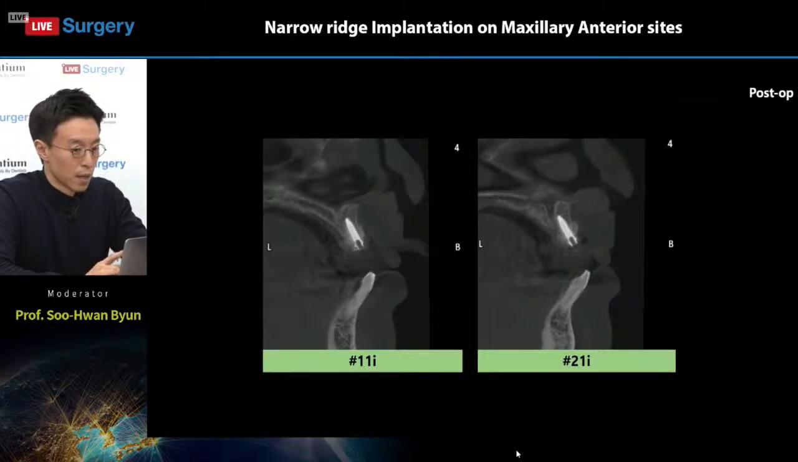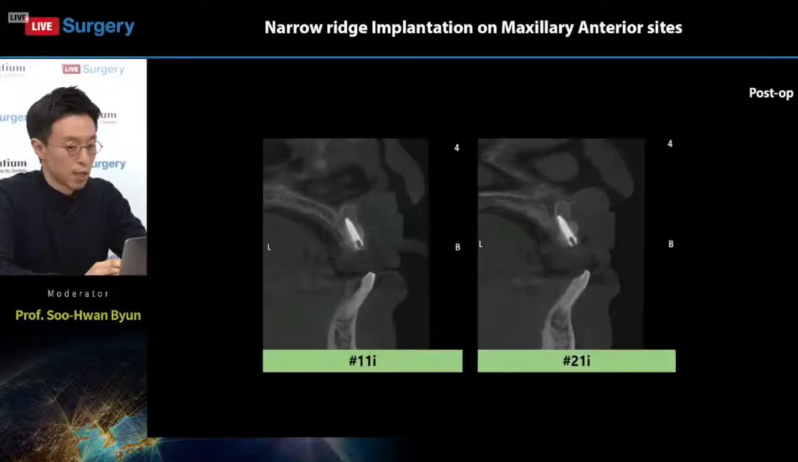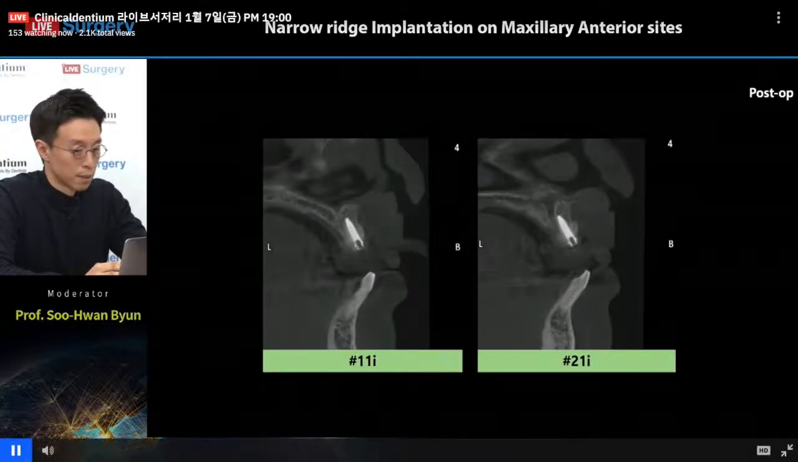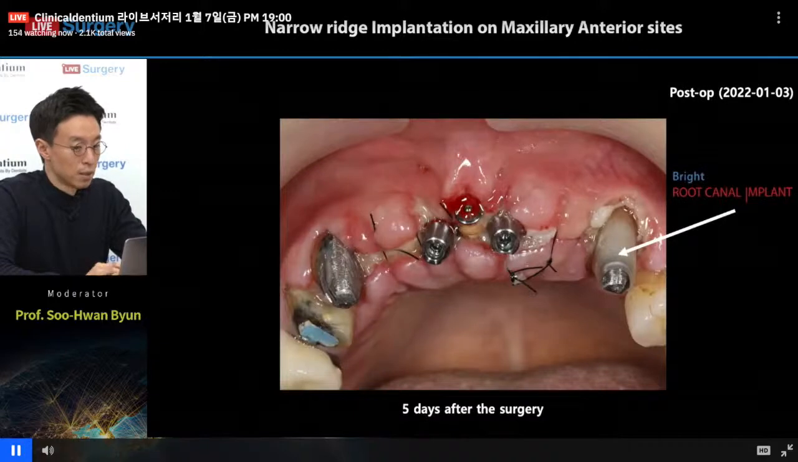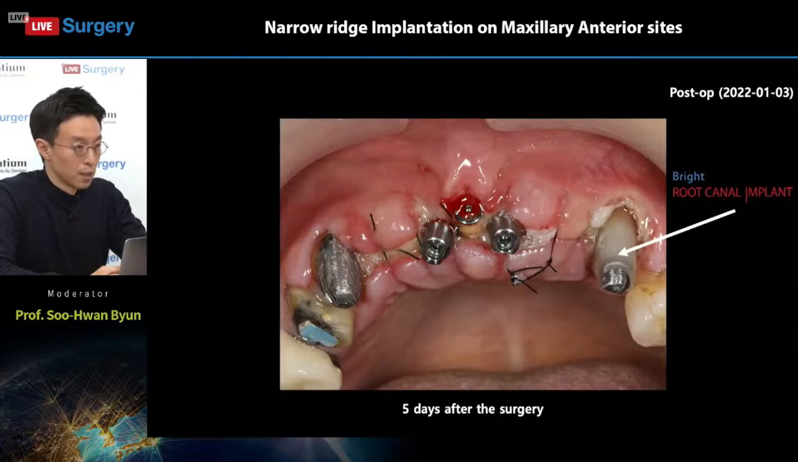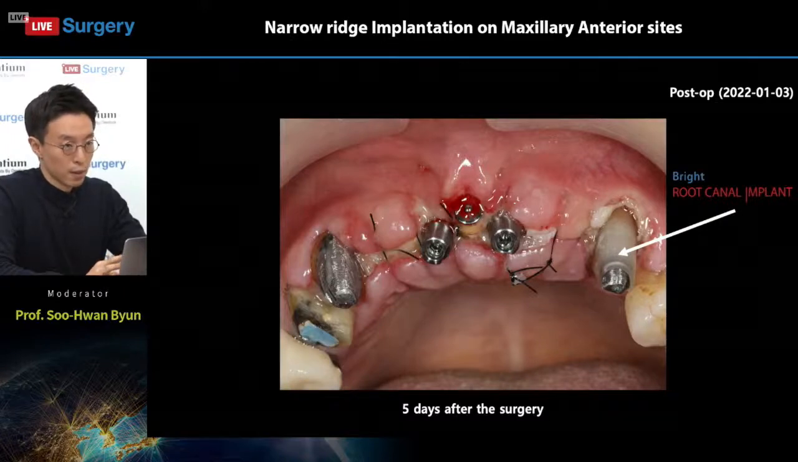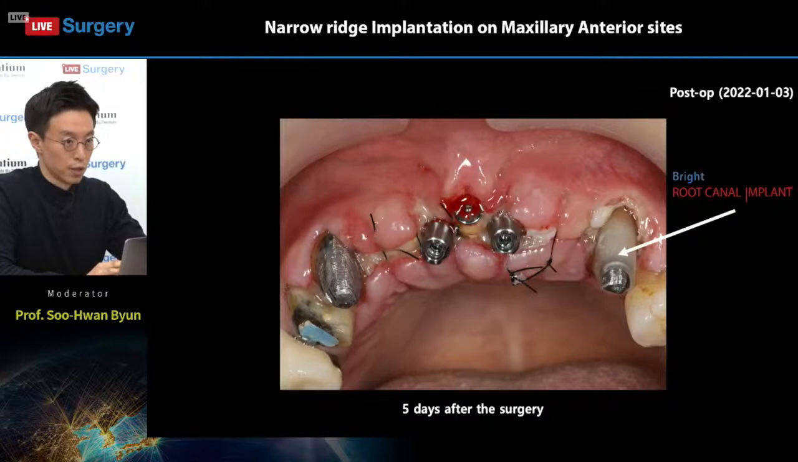This is the post-operative CBCT images. The fixtures are well placed and the grafted osteoinductive collagen is also well positioned. This is the clinical photo at 5 days after surgery. The membrane pin is well fixed. You can see proper wound healing, and we can see the Bright implant is well positioned.